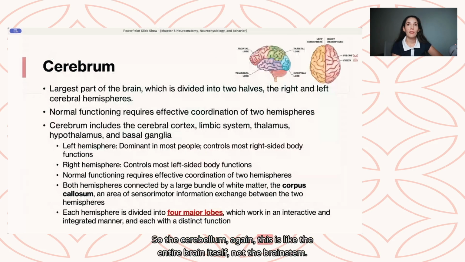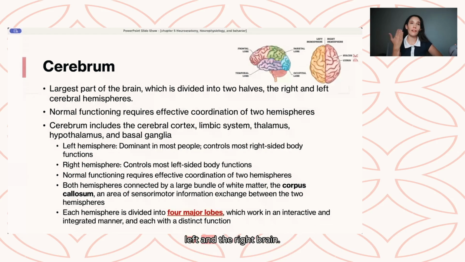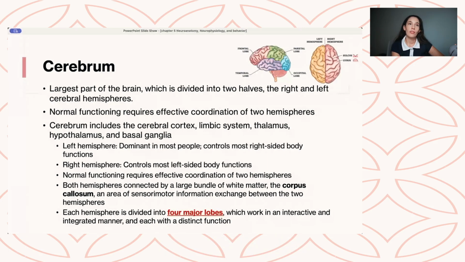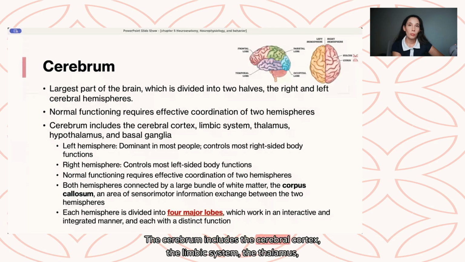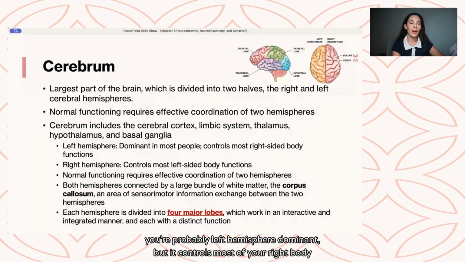It's the larger part of the brain, which is divided into two halves. We have the left and the right brain. Normal functions require effective coordination of the two hemispheres. The cerebrum includes the cerebral cortex, the limbic system, the thalamus, hypothalamus, and basal ganglia. The left hemisphere is dominant in most people and controls most right-handed body functions. Or right-sided, sorry, if you write with your right hand, you're probably left hemisphere dominant, but it controls most of your right body functions. And then the right hemisphere controls most of the left body functions.